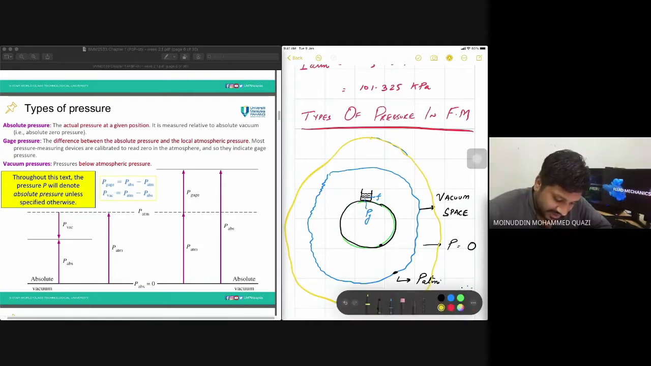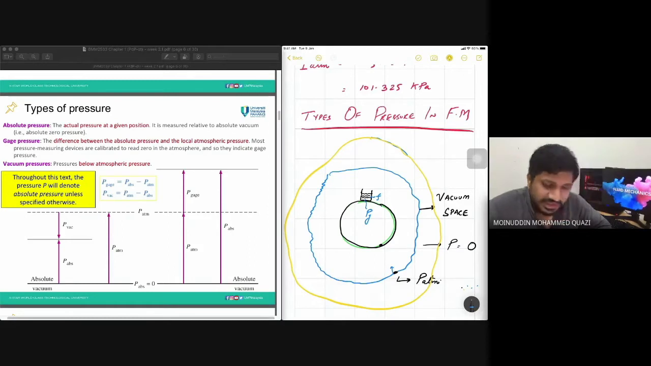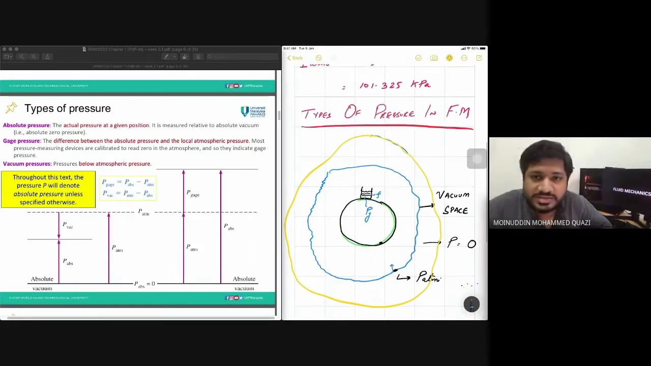Then I've got atmospheric pressure where the atmosphere starts. That is called P atmospheric. And then I've got something on the Earth. I've got a glass of water on this table, so that is the gauge pressure.